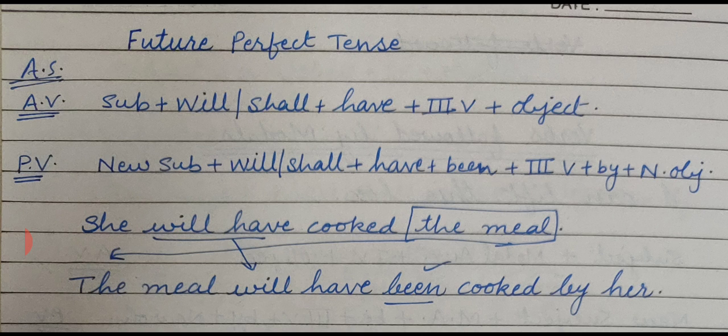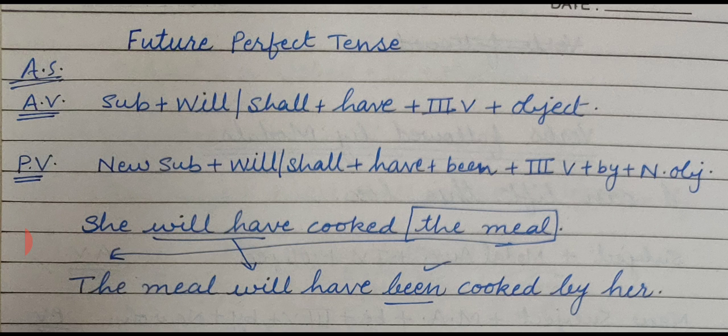Is it clear? Now see the sentence: she will have cooked the meal. She will have cooked the meal. First find out what is subject here: she. Then helping verb will, have. Third form of verb cooked. Then object the meal. It means the object will become new subject now in passive.